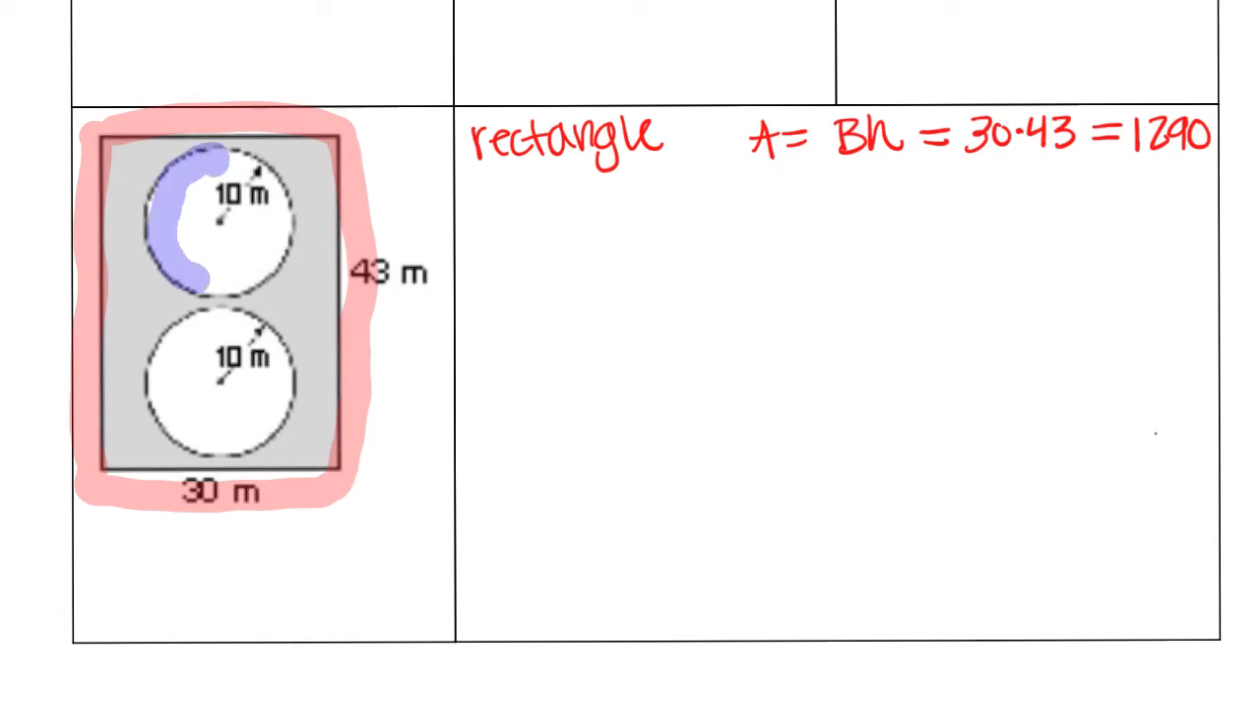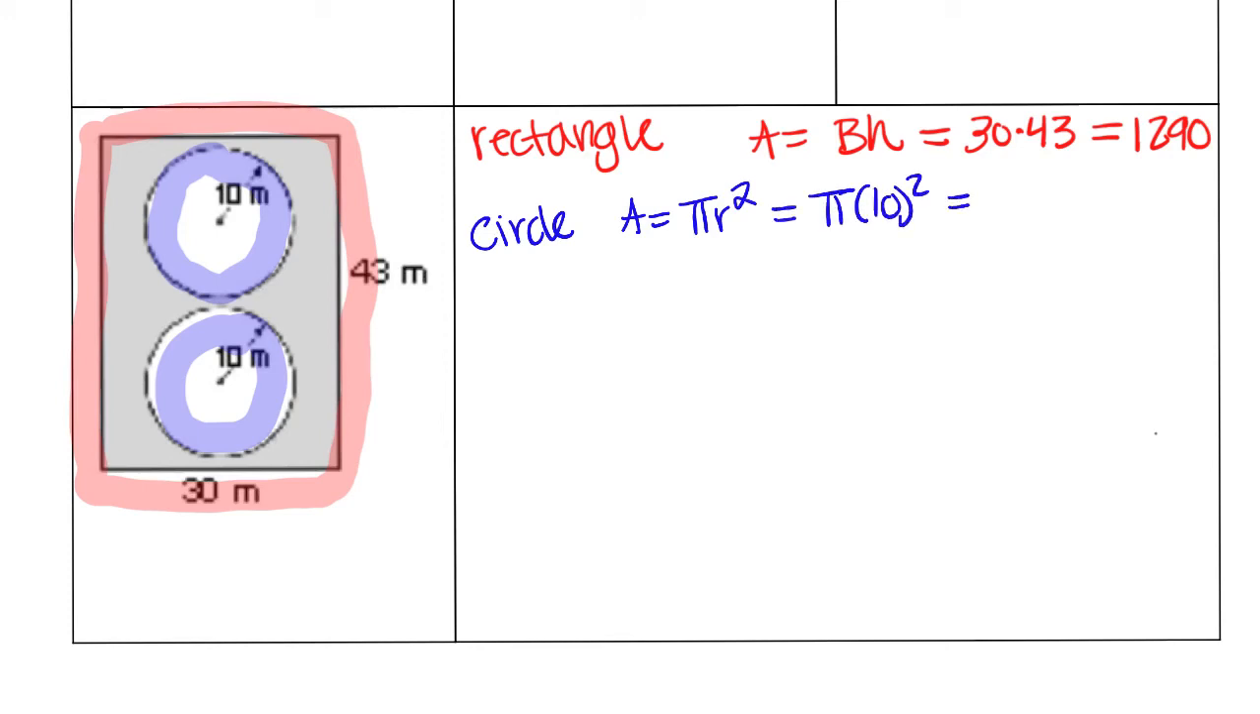Then I'm going to find the area of the circles. And I just need to do one since they are the same. That's pi times the radius squared. That's pi times 10 squared, which is 3.14 times 10 times 10, which is 314.